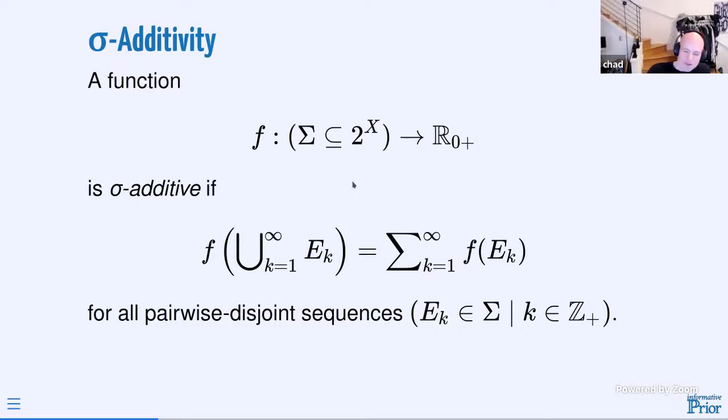Okay, so it's sigma additive if I have a disjoint union of these E_k sets and I want to apply that function to them, I just sum these things. So it's a pretty simple definition. Really, the most complicated thing about it is that this is a countably infinite set, but it's kind of what you would expect in terms of additivity.